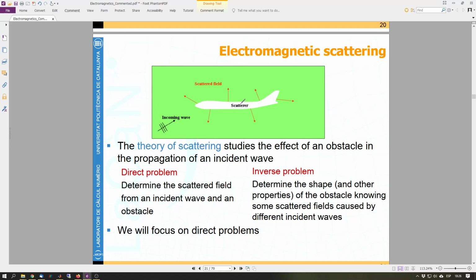Okay, and then just solving and trying to get very accurately how is the scattered magnetic or electrical field. The inverse problem, which is more interesting, in fact, from an engineering perspective, is I don't know the object, but I want to detect it because I have the scattered field, and I want to know which is the size or the orientation of this object.